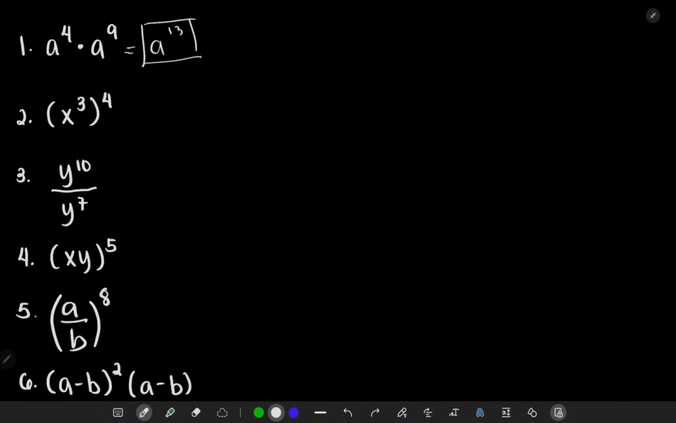And then for number 2, we can use here the power rule. So let's copy the base and then multiply the exponent. So we have x raised to 12. And then for number 3, gagamitin natin dito yung quotient rule. So let's copy the common base and then subtract the exponent. And 10 minus 7, so that is 3.